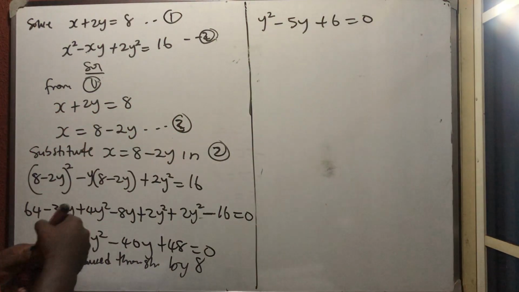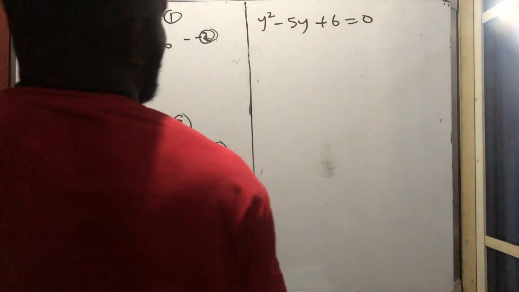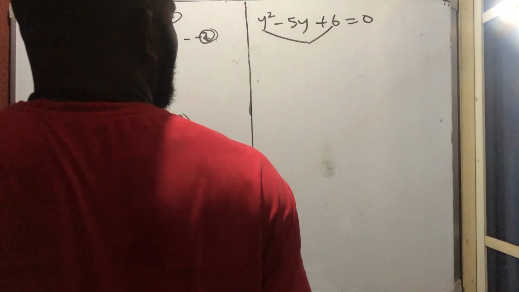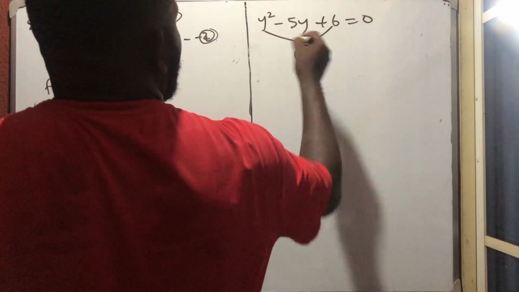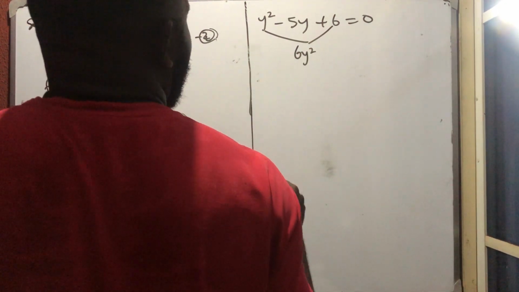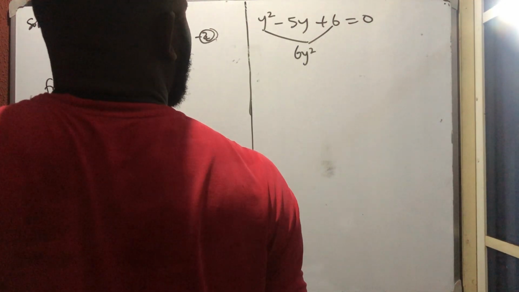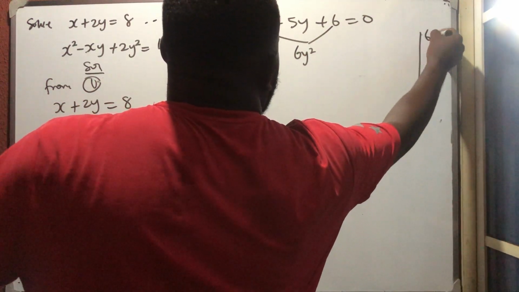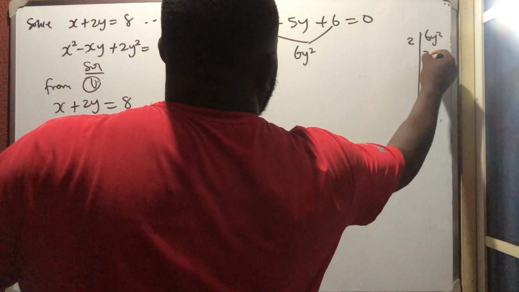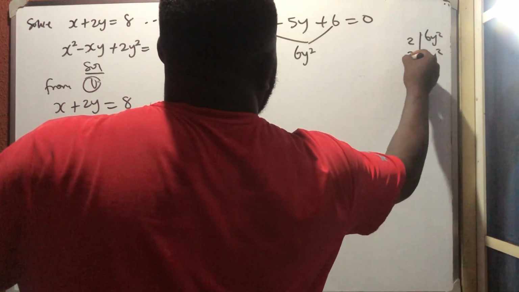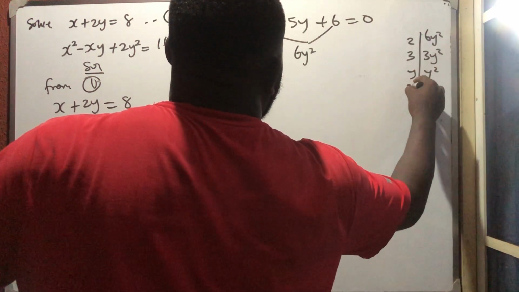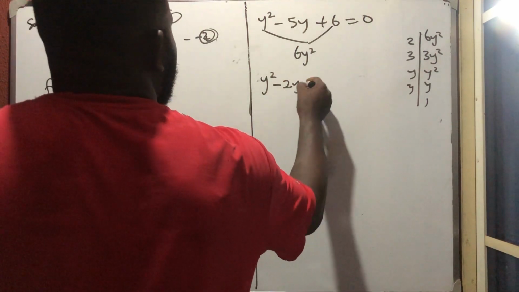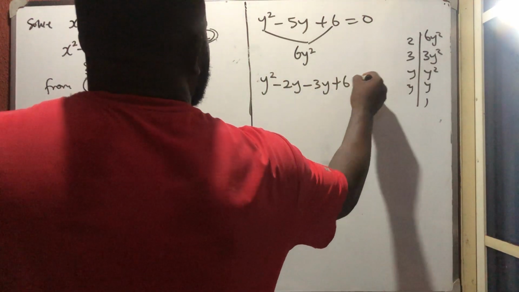So solving this quadratically, and quadratic equation said multiply the first and the last. Go and watch my video on quadratic equation. So I'm having 6y squared. What are the two things you can use? Minus 3 and minus 2. That is 6y squared. So I'm having y squared minus 2y minus 3y plus 6 is equal to 0.